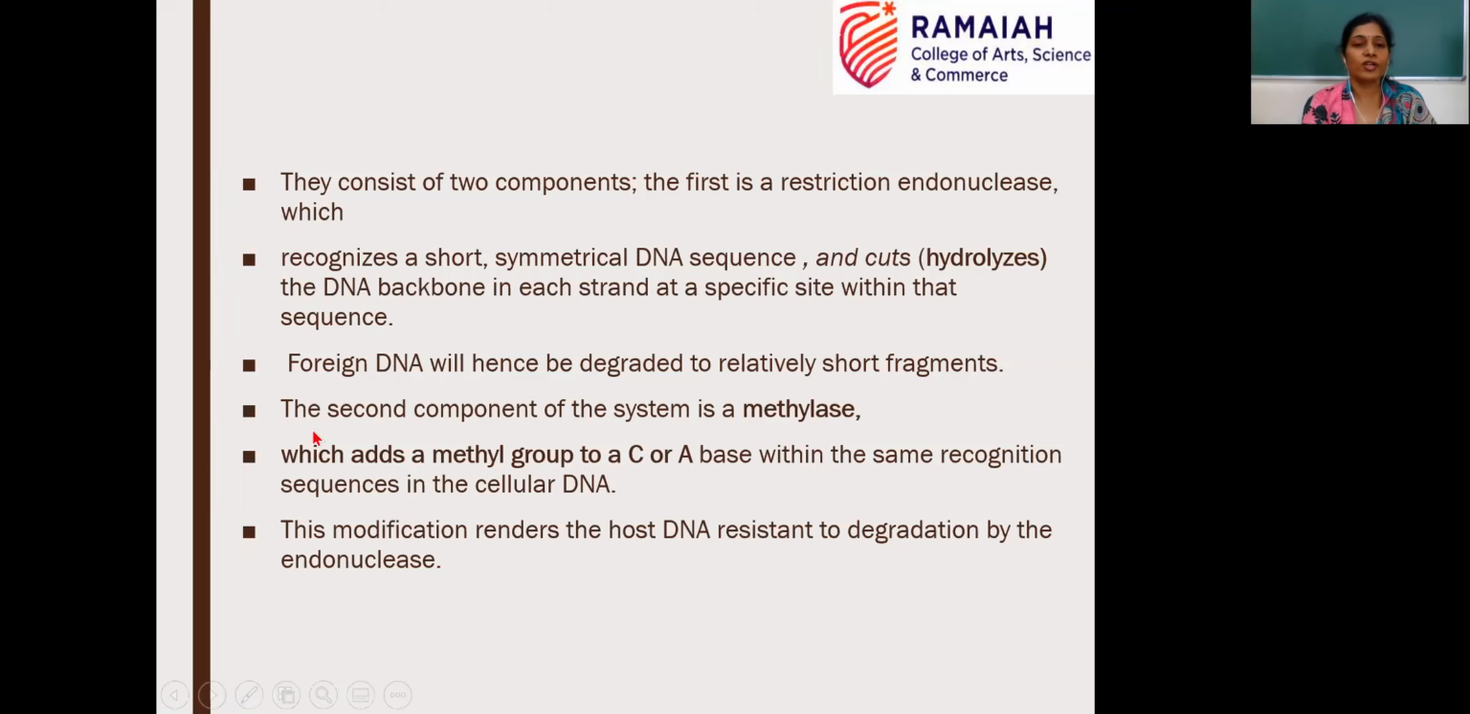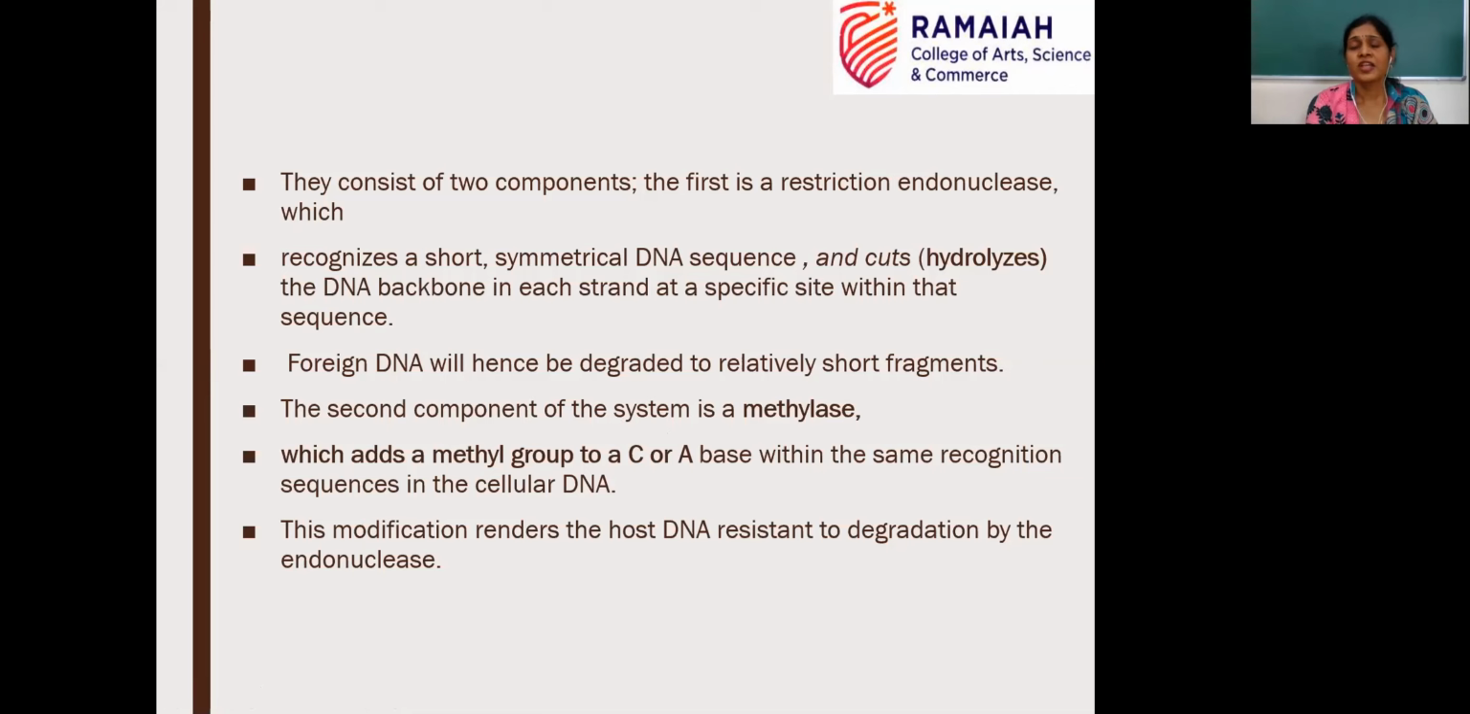And the second component of this restriction modification system is a methylase. What the methylase component does is that it adds methyl groups to certain bases within the recognition sequence of the target DNA. The bases to which these methyl groups are added are either C or A. If there are C or A bases present within the recognition sequence, the methylase is the enzyme that adds methyl groups, thereby the methylation of the recognition sequence takes place in the cellular DNA. What is the purpose of it?